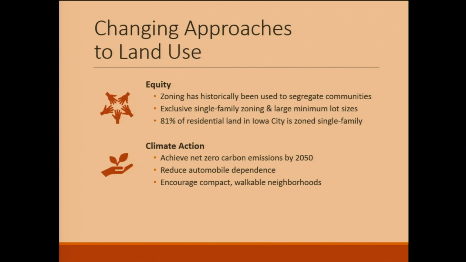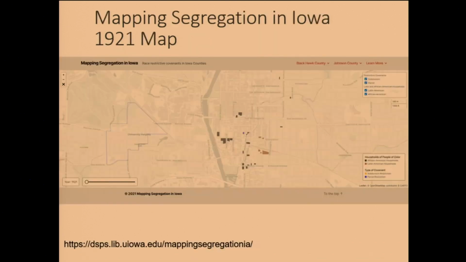In terms of equity, zoning has historically been used to segregate communities. Single-family zoning and large minimum lot sizes have resulted in exclusion. Currently, 81% of the land in Iowa City zoned for residential is zoned single-family. In terms of climate action, the city has goals to achieve net zero carbon emissions by 2050, and we want to reduce auto dependence by creating more walkable and compact neighborhoods.